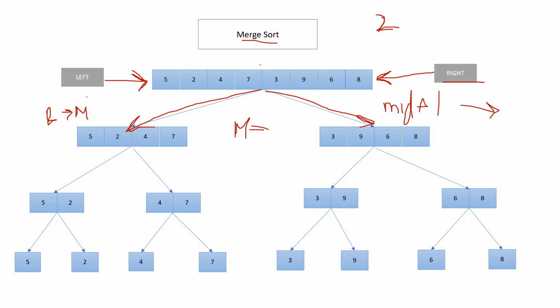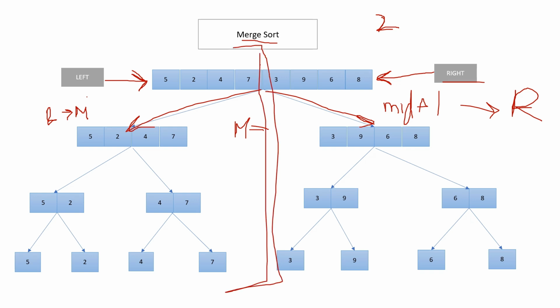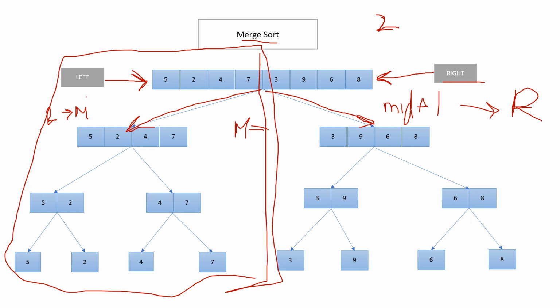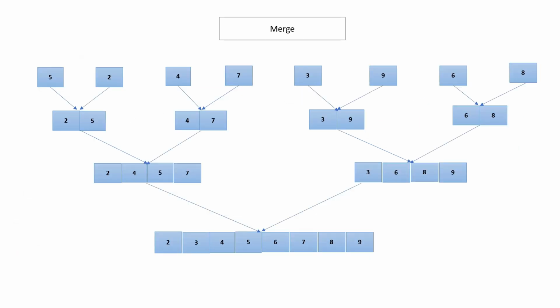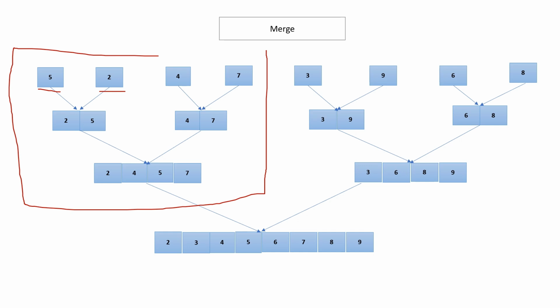So first the division will occur on the left part of the array, and then we call merge sort which goes from mid plus 1 to r on the right side of the array. So let's move forward for the merge sort. Each element is individual now, and we solve the left side first and then the right side.